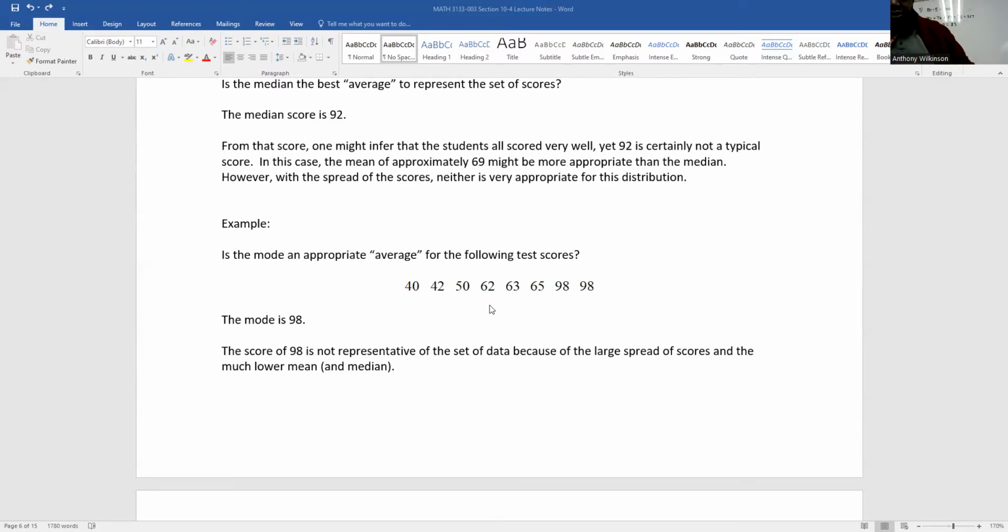Okay, any questions about measures of central tendency? Okay, I know I've got a lot of stuff I need to cover, but in this case, I need to stop right here. Oh, that's a lot here, so I'll stop with this.